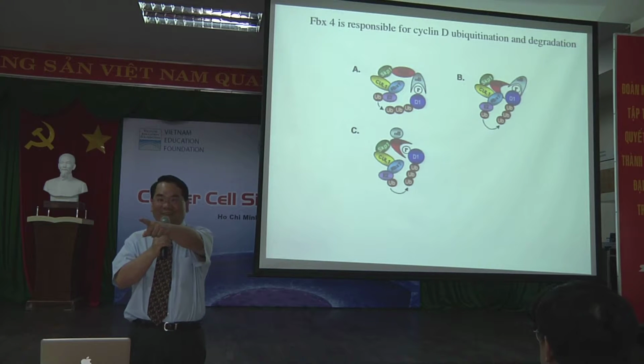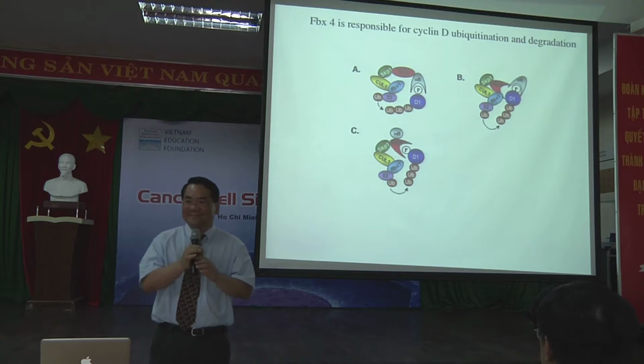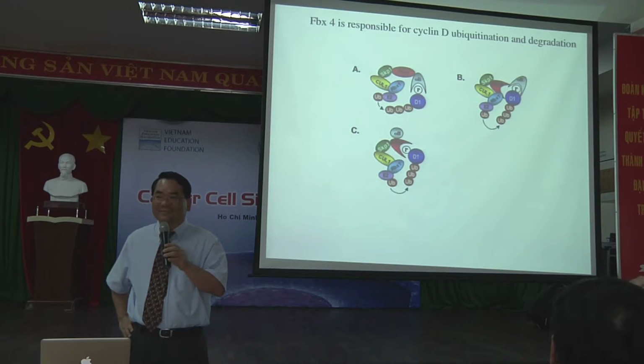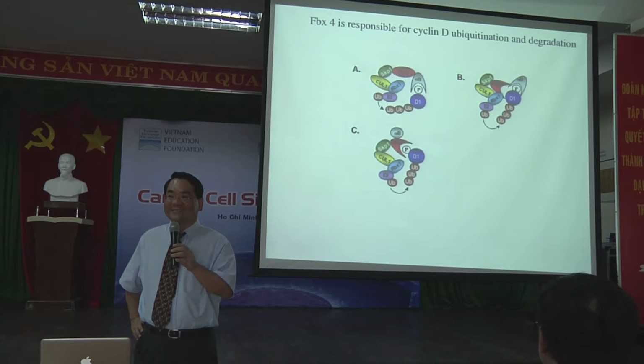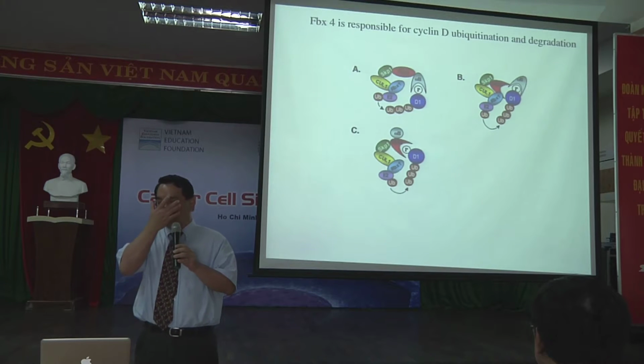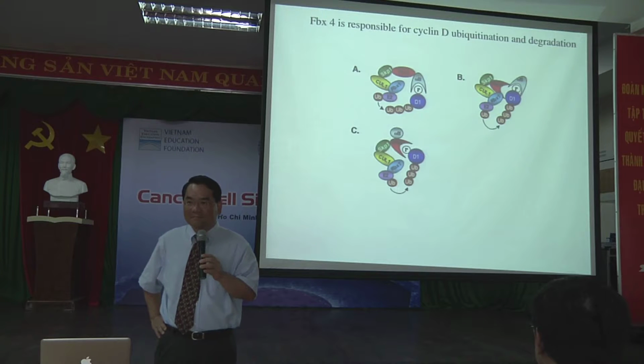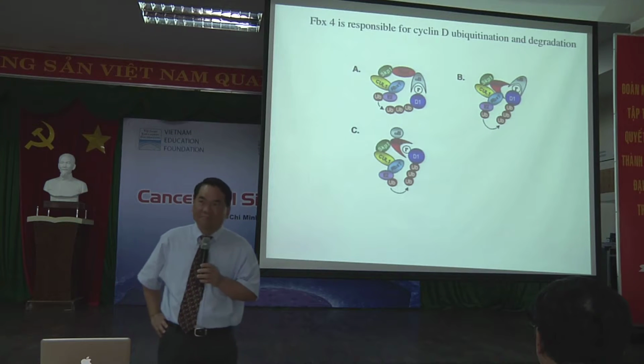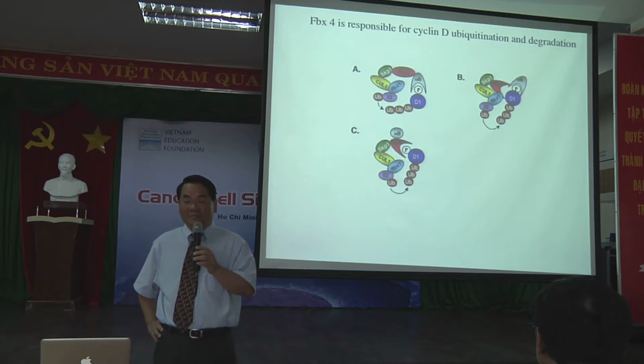All right, there's a question there. I have a general question about the cell cycle. I wonder how the cell knows when to divide or duplicate. How does the cell know when to divide and duplicate?